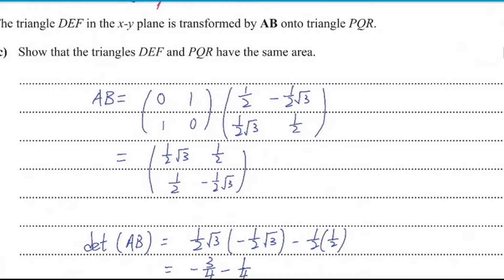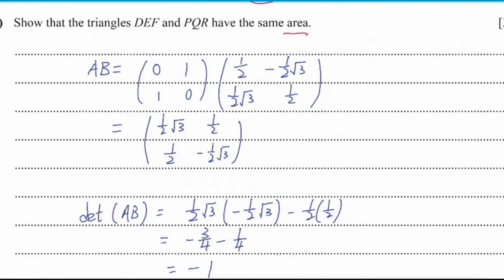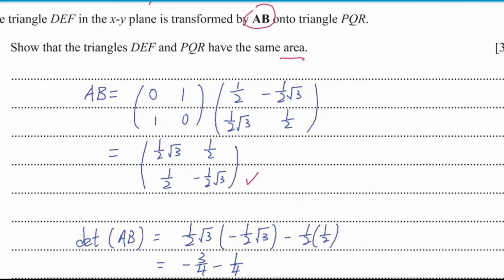Okay. So the next one is, triangle DEF is transformed by the AB onto the triangle PQR. So show that the triangles DEF and PQR have the same area. So this is about the area. Whenever we talk about the area, it's always about the determinant of the matrices. Now we are using the AB to transform, so for that, we need to find out what is the AB. We need to use some matrix A to multiply by the matrix B. So this is the matrix that we get.